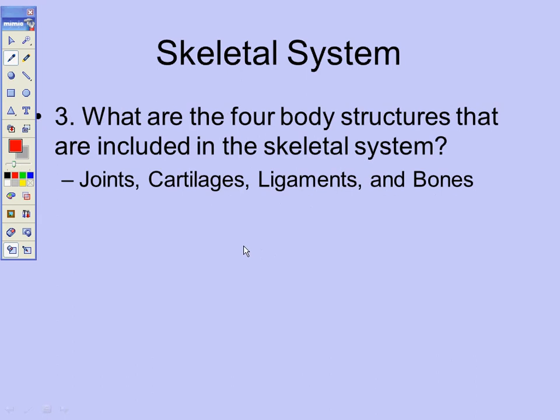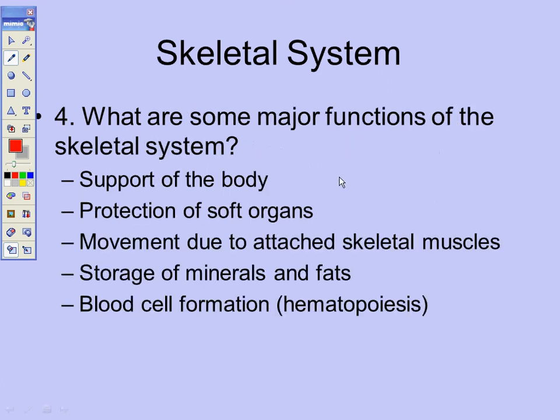The four body structures that you find in the skeletal system are joints, cartilage, ligaments, and bones. Some of the major functions of the skeletal system: bones are of course going to support our body. They're going to protect soft organs in the form of our ribs. They're going to allow us to move, but we can't just move our bones themselves. We have to move those in conjunction with our muscular system. So the muscular system is going to help that situation along.